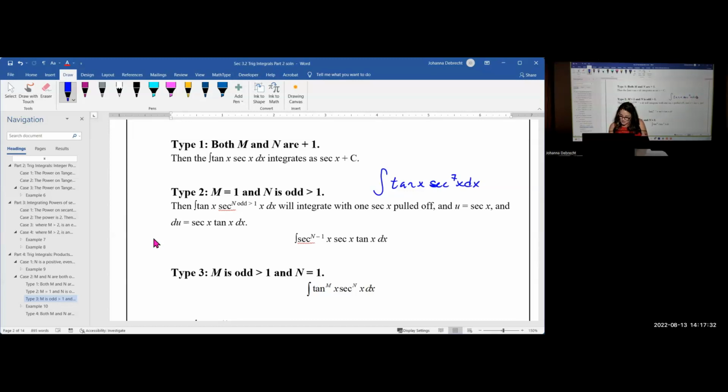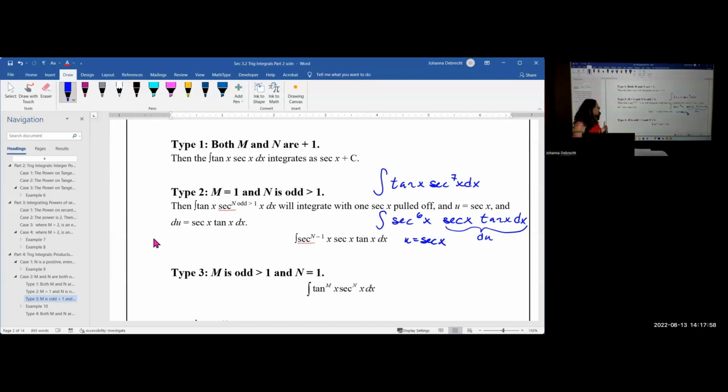Notice the arguments match. Then what we would do is we would rewrite this as secant to the 6th of x, and then the secant x that we pulled off and the tangent of x with the differential dx, this becomes du, and we let u be secant of x, right? So it becomes u to the 6th du, which we can integrate pretty easily. All right, so that one's not too bad.